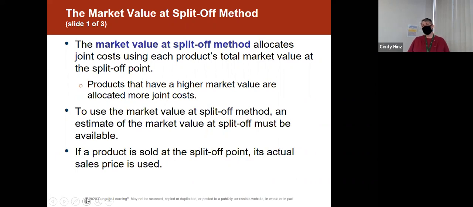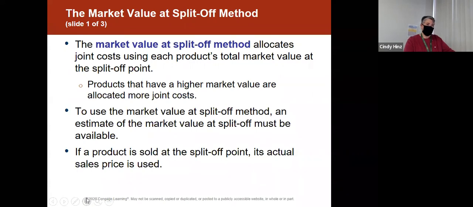I don't necessarily approve of this method because the rationale behind this method is if it's worth more at the end, we should allocate more cost to it. So the idea is keeping our profit margins similar across various products. And I don't necessarily think that's the best way to think about it. But it is a legitimate way, it is an acceptable way of allocating those joint costs.